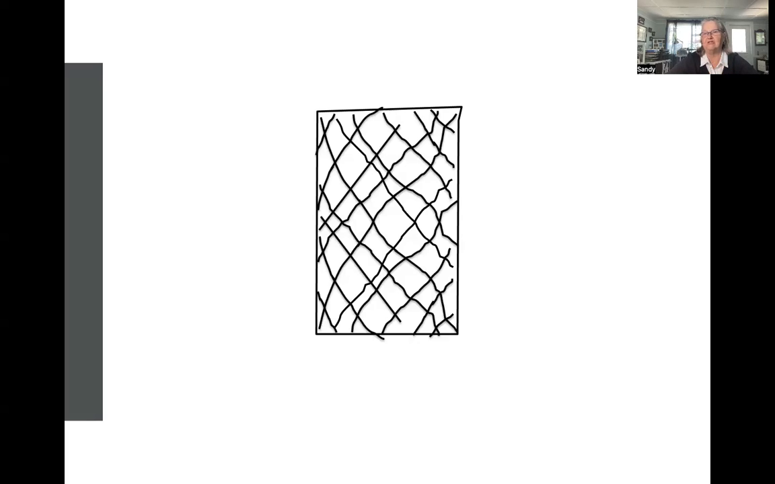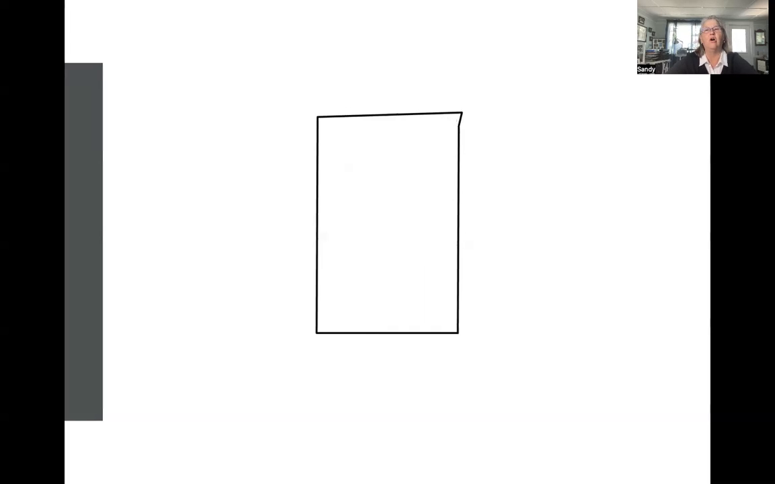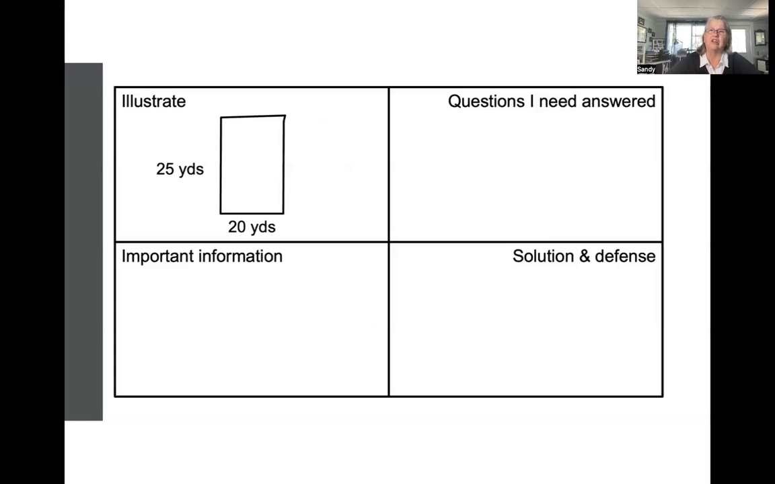We want that productive struggle. So I'll leave that link below. But that question of where is the fencing is one way to get them to think about, well, where would fencing go? Like carpeting or surrounding the area. So if we look at our 4-part chart, we could draw that illustration up in the top, right?